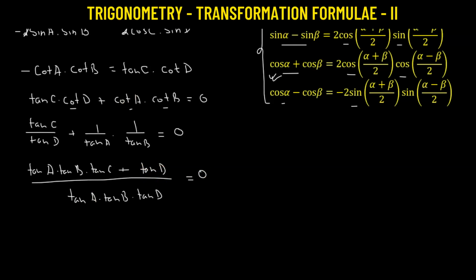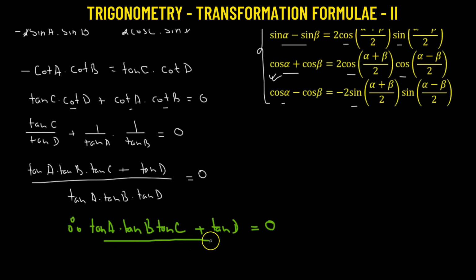Cross multiplication gives us tangent of a times tangent of b times (tangent of c plus tangent of d) equals 0, and this is what we were asked to find. So tangent of a, tangent of b, tangent of (c plus d) comes out to be equal to 0.